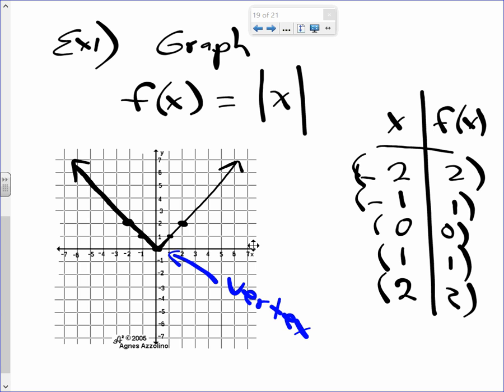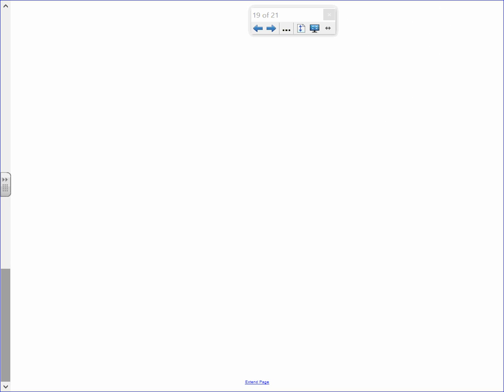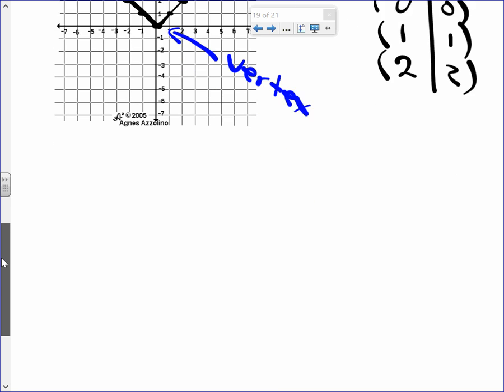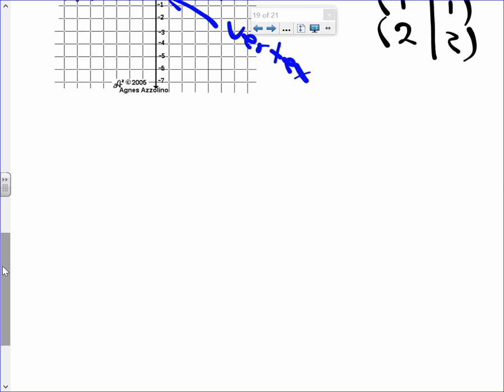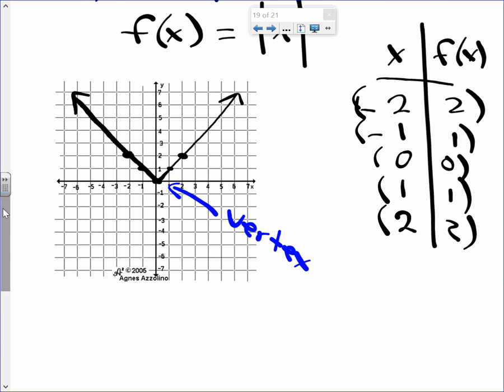Now, watch what happens. With the same graph, on the same coordinate plane, in other words, we're not going to draw another x and y axis. Go and write example 2. We're going to graph f of x equals absolute value of x plus 3. Look at that function.